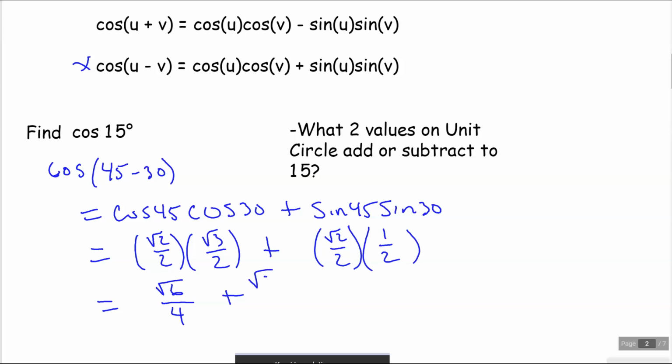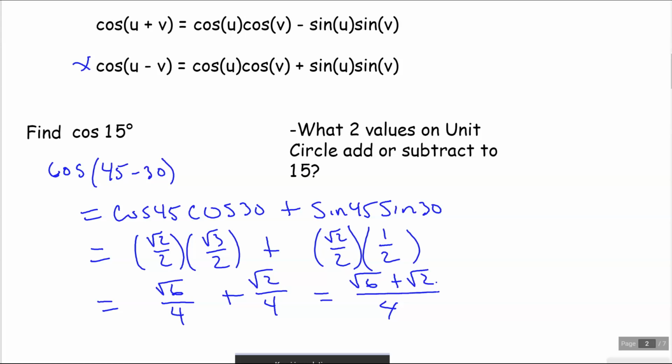Multiply across, root 2 times 1 is root 2, 2 times 2 is 4. And then the only other thing we're going to do is root 6 plus root 2 all over 4. We can't add radicals that aren't the same. A root 6 plus a root 2 does not add together, so we have to write them like that.